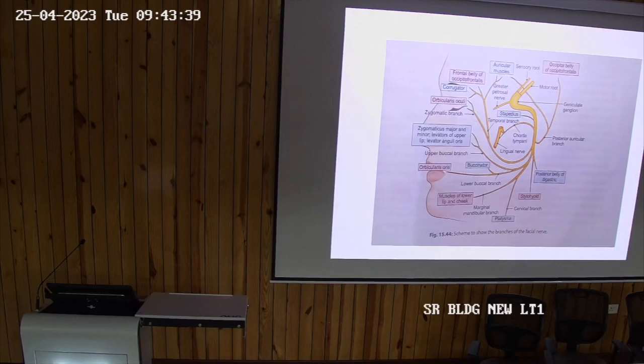Look here, what is this? The posterior auricular branch ascends upwards, reaching the temporal region. As it comes into the temporal region, it divides into two: the occipital branch, supplying the occipital part of the occipitofrontalis muscle, and the auricular branch, supplying the muscle of the auricle.